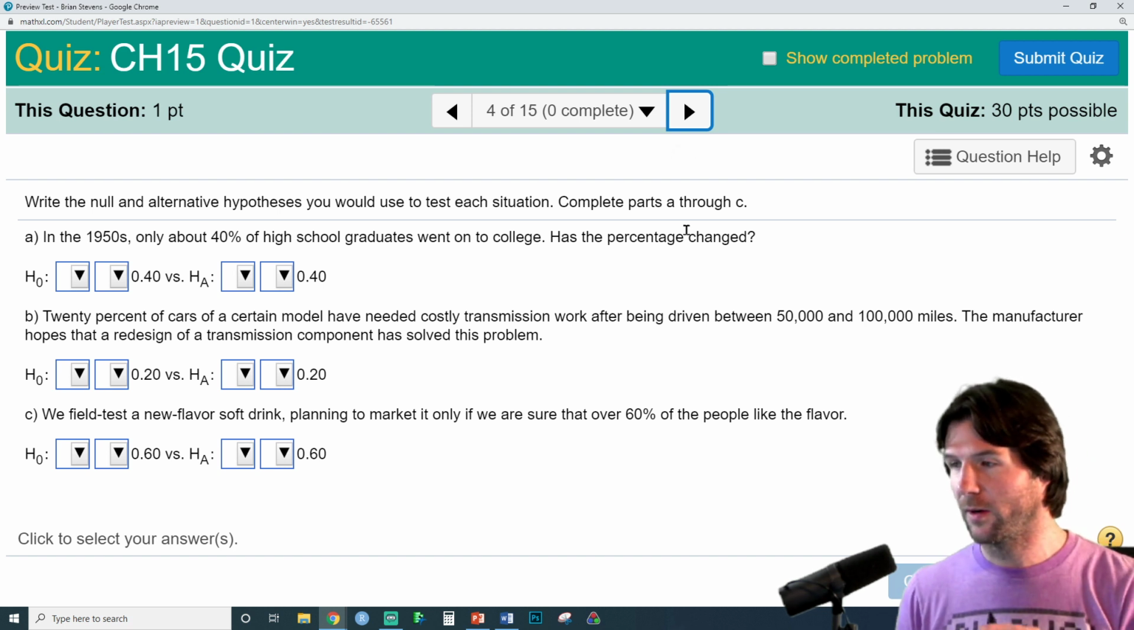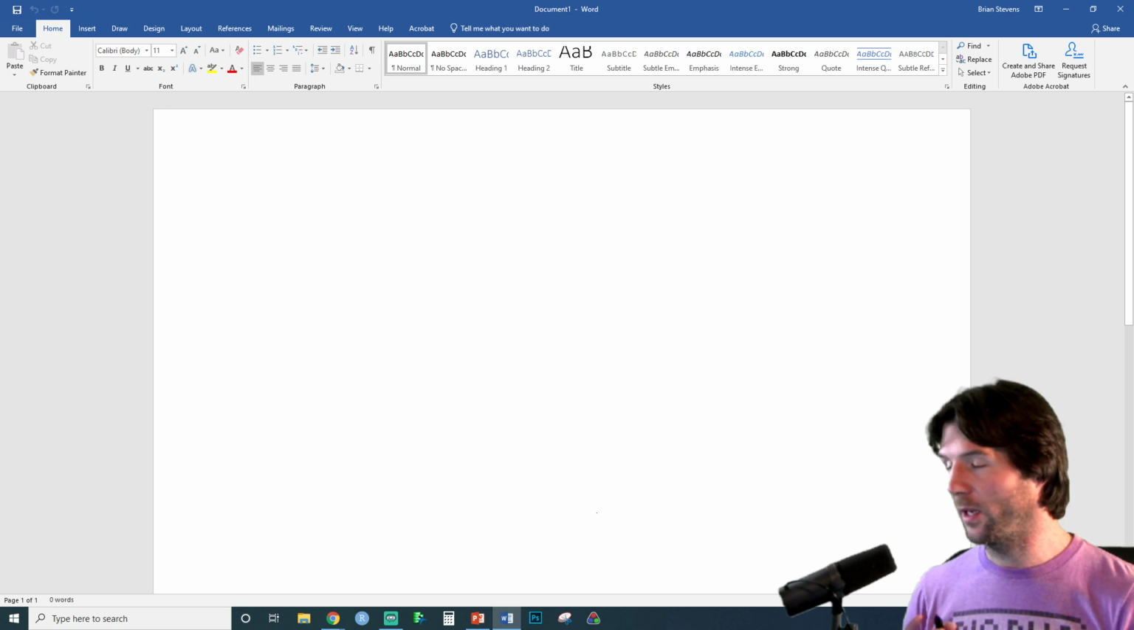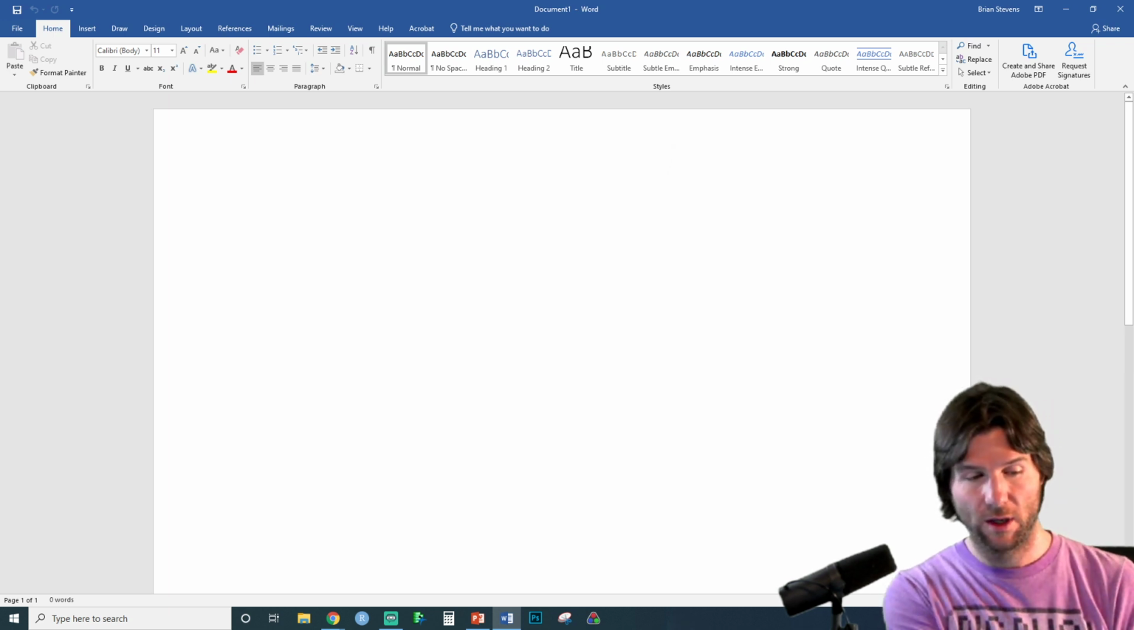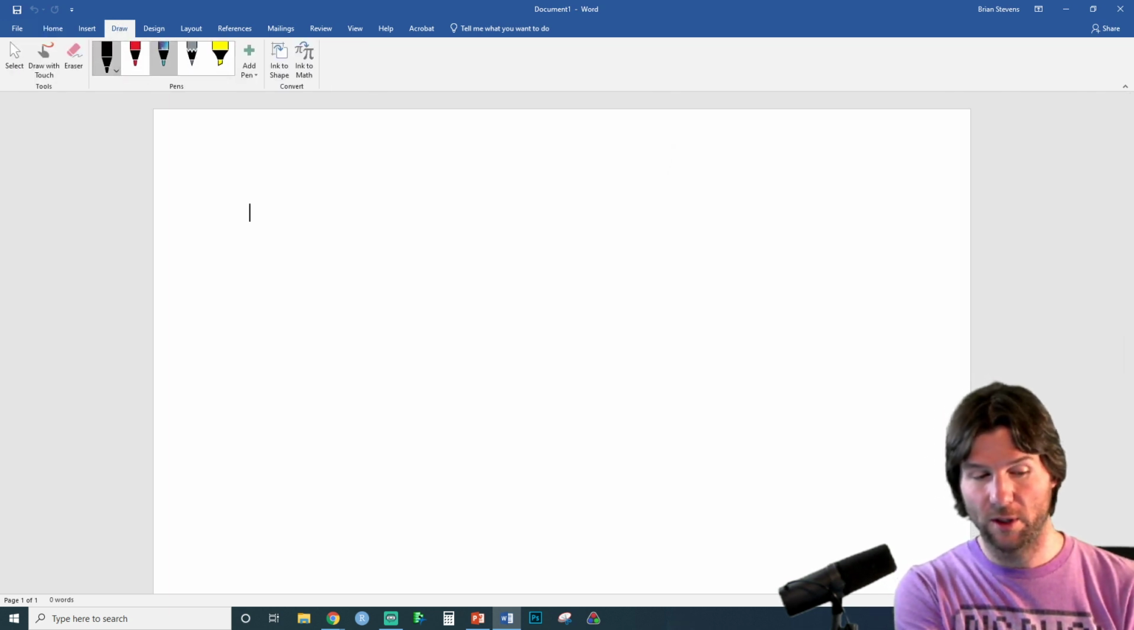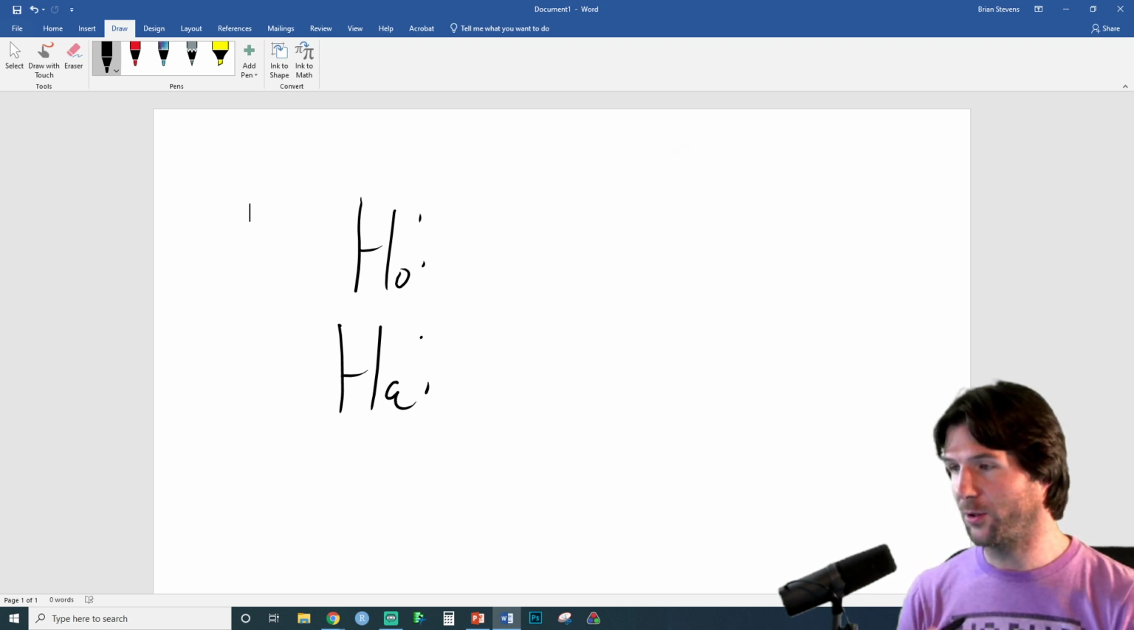Now with this one right here, this is all about nulls and alternative hypotheses. So we have to know our steps to writing a null and alternative in statistical notation. Every time we write a null and alternative hypothesis, we always start by writing our null and just our alternative. So we start with just this right here. That just says the null says and the alternative says.